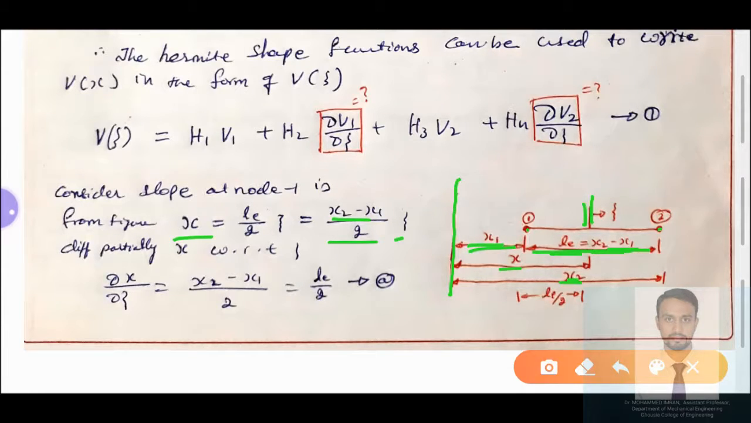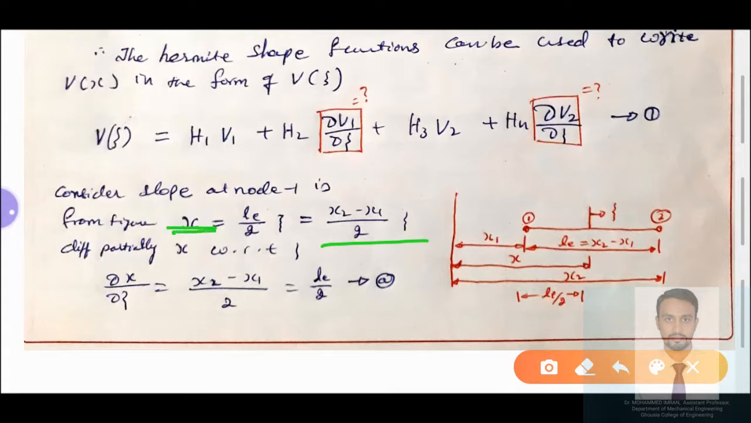That indicates x2 minus x1 is equal to Le divided by 2, half of the element, has been chosen from the mid, into zeta. Then this equation is rearranged. x2 minus x1 is equal to Le divided by 2, which we have taken as it is, into zeta. Now the x value is in terms of zeta. We got the global coordinate value in terms of the natural coordinate value.